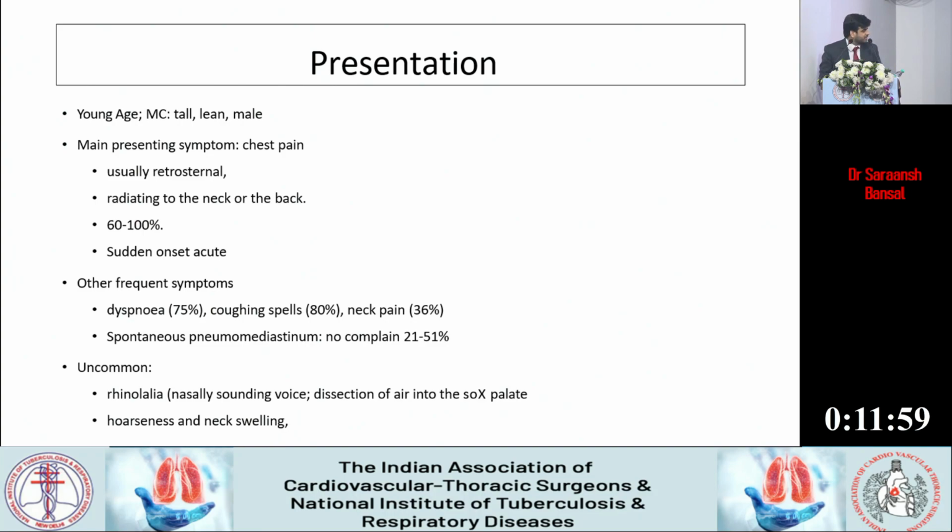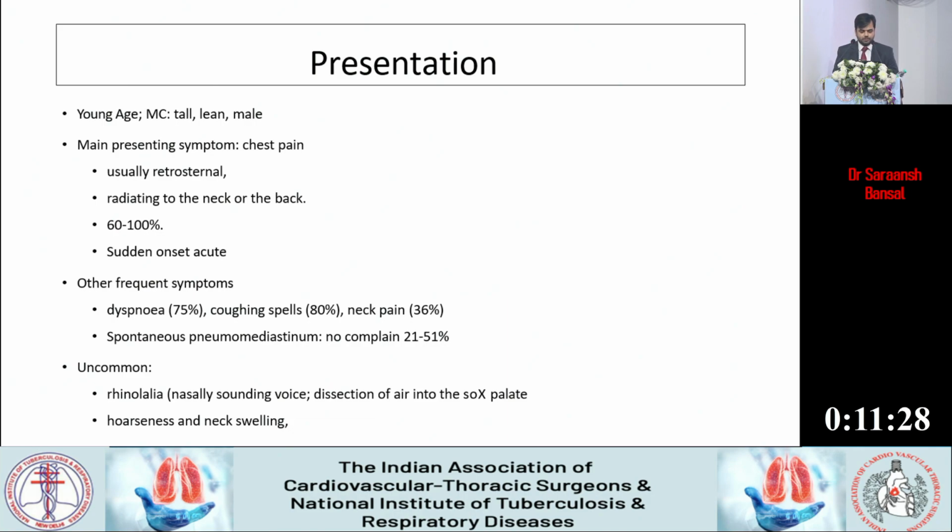Usually the presentation is in young, tall, lean men, and chest pain is the most common presenting symptom. Usually it's retrosternal with radiation into the neck or the back. This is true in about 60% of the cases in most reports, and even up to 100% of cases. It's sudden and very acute in onset. The other symptoms are dyspnea, coughing spells, neck pain, and in a spontaneous pneumomediastinum, there's usually not much complaint.